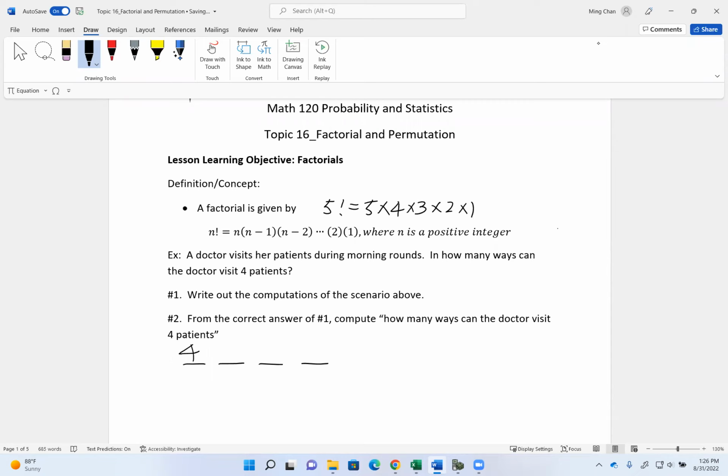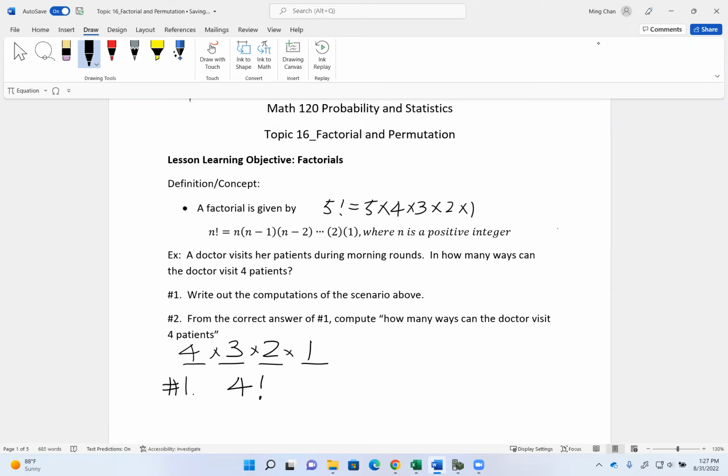Once the doctor saw the patient, that doctor is probably not going to go back again in that morning round. So when the doctor goes to the second patient, the doctor has 3 choices left. Then for the third patient, the doctor only has 2 choices left. Then of course, for the last patient there is only 1 left. So one task followed by the other is a multiplication. A factorial problem like this one is a perfect example of 4 factorial.